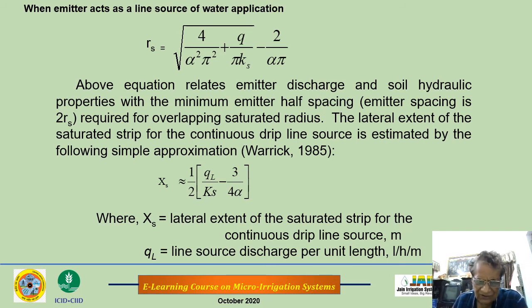Then X is equal to half QR by KS T by 4 alpha. And by this relationship, you can work out, now Q is no more the discharge of one dripper, but it is the QL, and it is the discharge of a unit length of the lateral. In that unit length, there could be 4 drippers, there could be 5 drippers, and the discharge of this QL is equal to the discharge of all the drippers within the length of 1 meter put together. Okay.